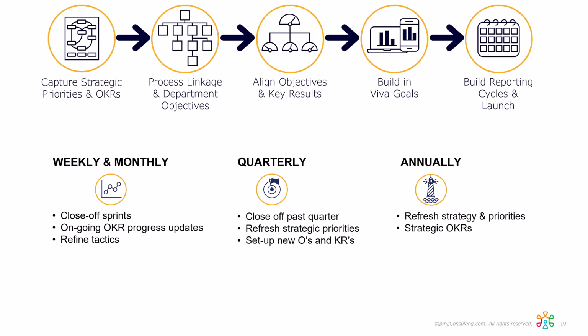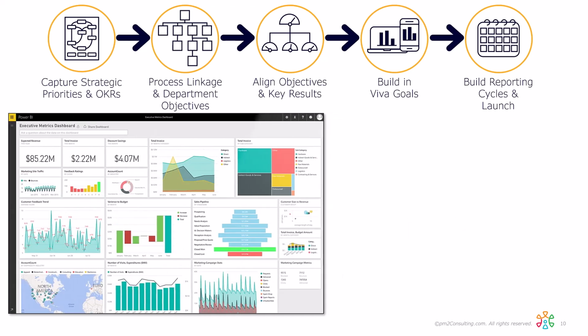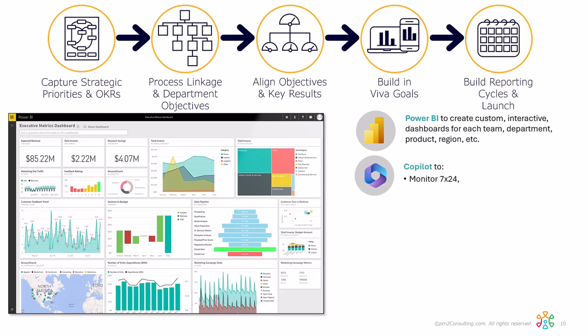So what does that look like? Well, we need to be able to use something like Power BI to begin building custom interactive dashboards for each of your constituents, right? Each individual, each team, each department, each special project, each brand, each product, each region, and so forth. And this allows us to be able to slice and dice that data in a way that becomes meaningful for that team. But what's cool is CoPilot has a lot of contribution here.